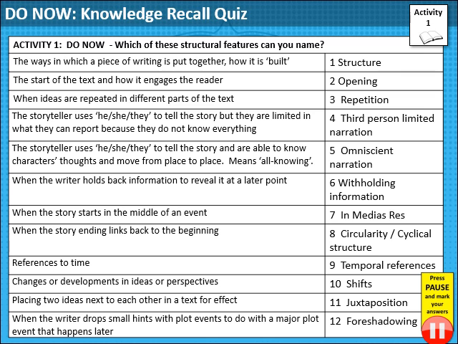Circularity or cyclical structure is when the ending links back to the beginning, and time references are also known as temporal references. When we talk about changes or developments in ideas or perspectives, we call them shifts. And when we place two ideas next to each other for effect, that's juxtaposition. Finally, when the writer drops hints about things that will happen later, that's called foreshadowing.